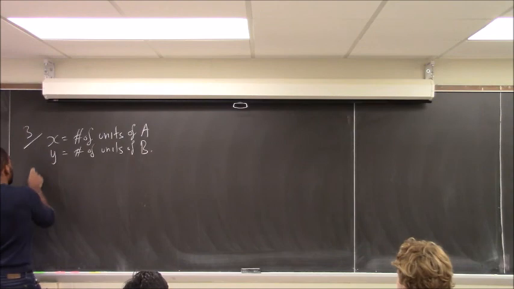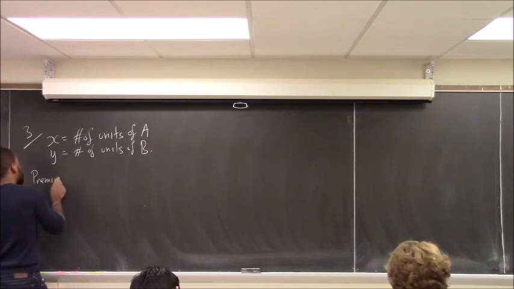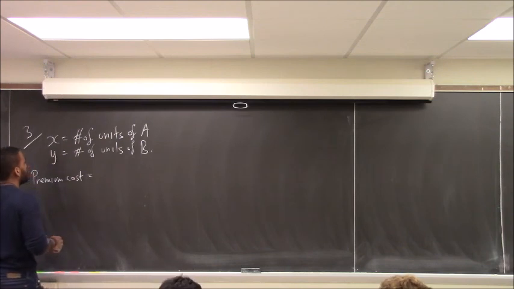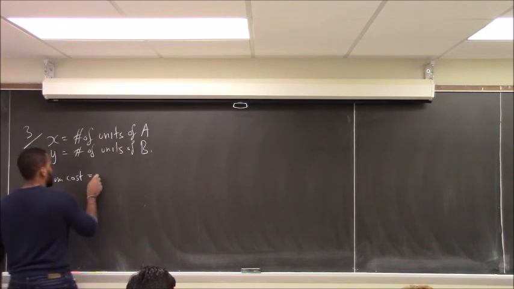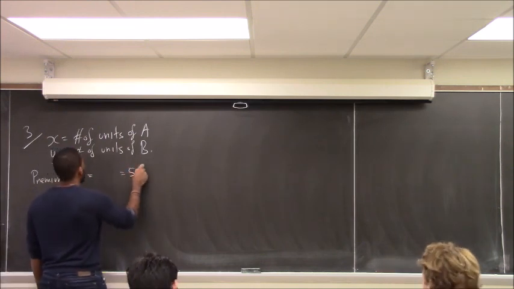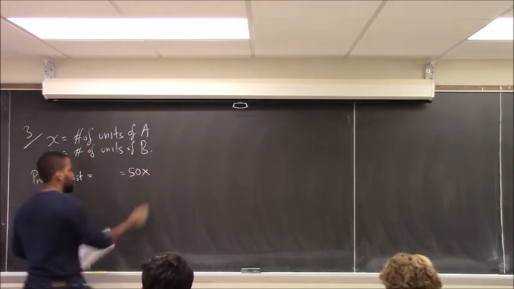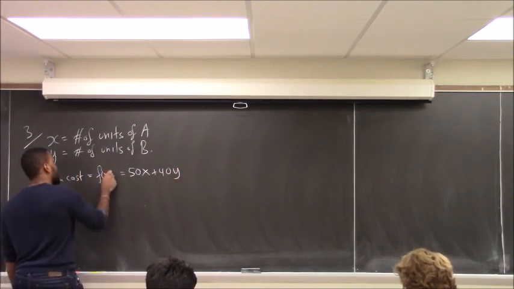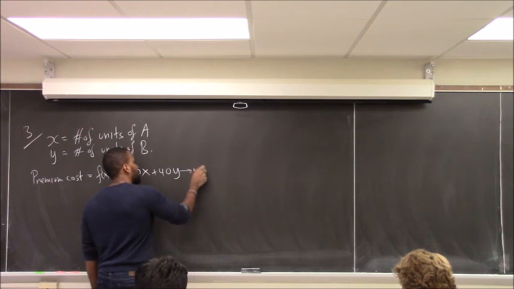This means that the premium cost is going to be what? Right, so it's going to be 50x, because it's $50 per unit x, plus 40y. That's my objective function, which I want to minimize.